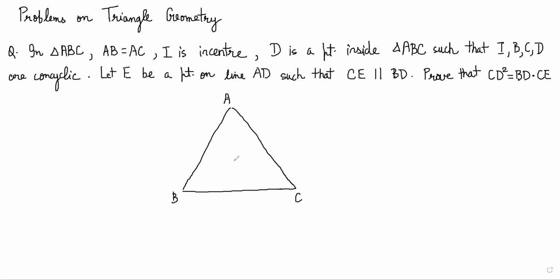So I will be somewhere here, and there is a circle passing through these, and D is a point inside. D is a point inside the triangle such that it is concyclic with I, B, and C. So we can take D here, let's say. So let's say this point is D. Now, we join A and D.